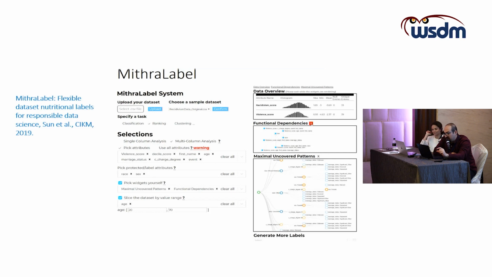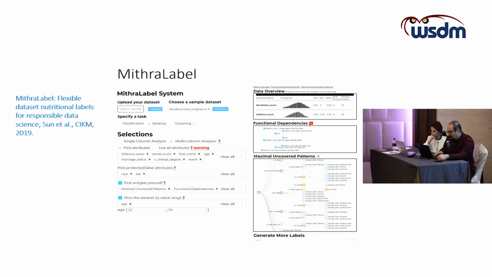Okay, so the second widget in this example is related to the third feature, which is bias in the features. And the last one is related to data representation. Earlier during the tutorial, I talked about MUPs, maximal uncovered patterns. In the context of Mithra coverage, I already talked about that feature, which identifies the uncovered parts of the data.